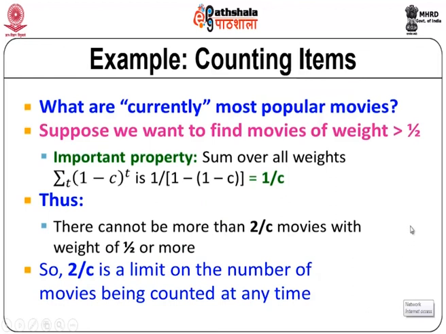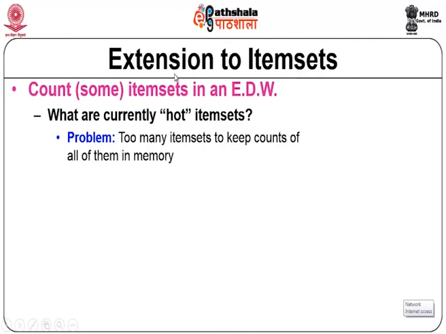Now example for counting items. Suppose you are working on a popular movie, then if you want to analyze whether it is popular currently or earlier, then using decaying window concept you can easily determine it. Some extensions to this decaying window concept, including item sets, is you can look in for some item sets that are currently very popular.